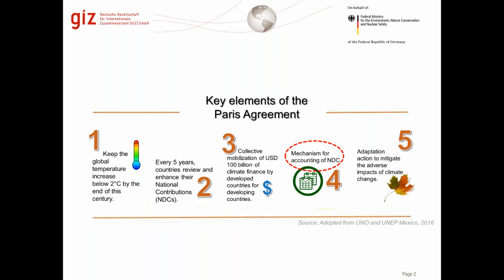I like this sketch quite a lot, because it narrows down the Paris Agreement into its basic elements, and it also emphasizes the importance of having such mechanisms that account for the achievement of the NDCs of all parties to the agreement, and also puts it on the same level as all other elements just cited before.